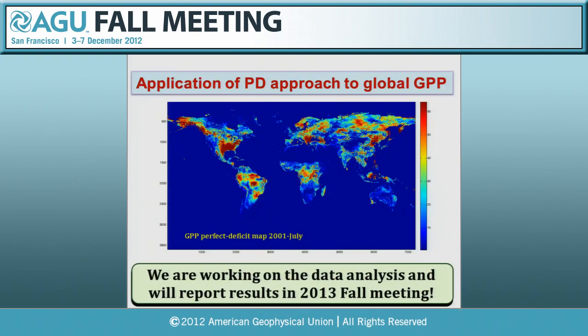How about applying this perfect deficit approach to global GPP? We can calculate the perfect GPP. Then we see the deficit for each month or each day relative to the perfect. Then we get the map. We got a lot of maps, just to show you an example. So we are working on this data analysis, maybe to report next year.